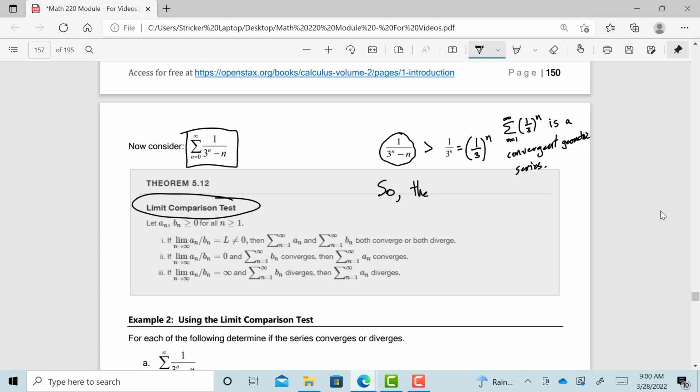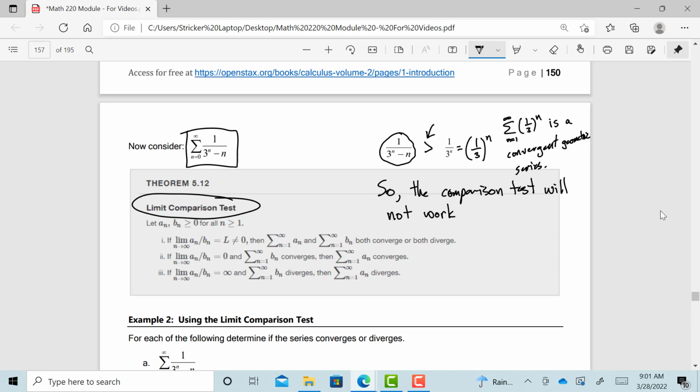The comparison test will not work. In other words, this inequality, the greater than, goes the wrong way. In order to use the comparison test, that needs to be a less than. So we need a new tool, and that's where the limit comparison test comes in.